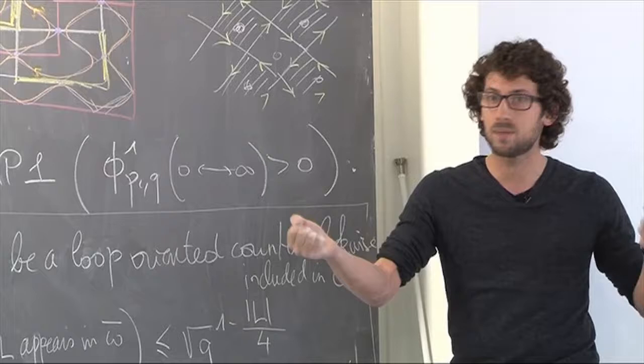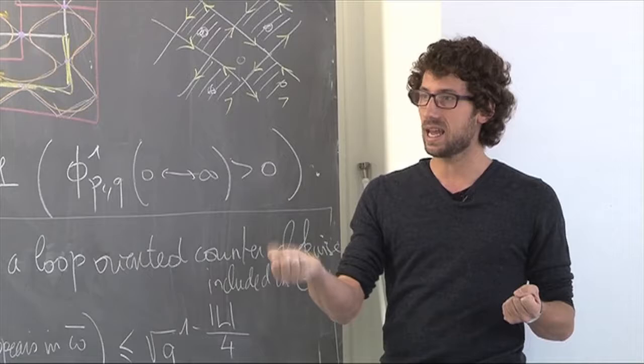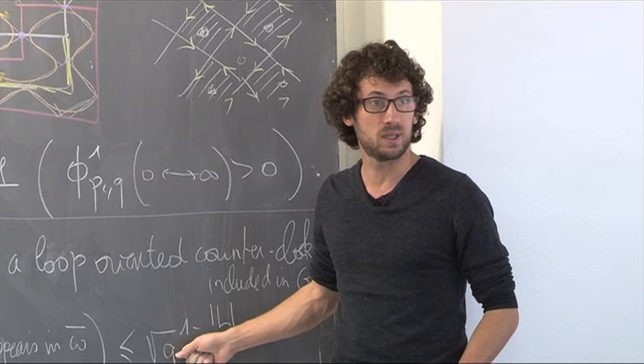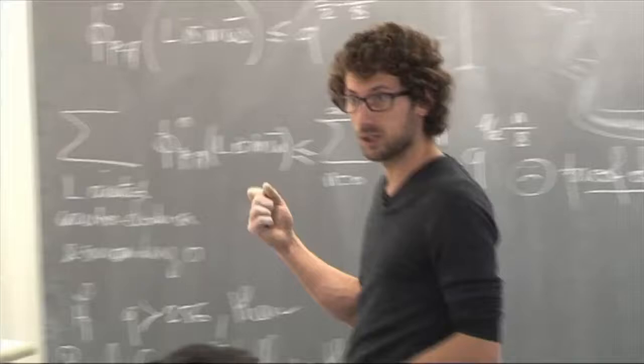And what we are saying is that if Q is large enough, the energy gain is so big that you don't care about the entropy anymore. It's beating the entropy. And this is really the idea of the Pirogov-Sinai theory. So that's why this proof, in some sense, is reminiscent of this theory.